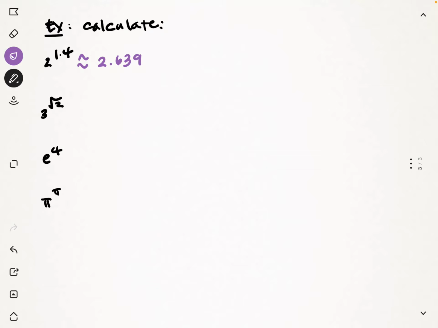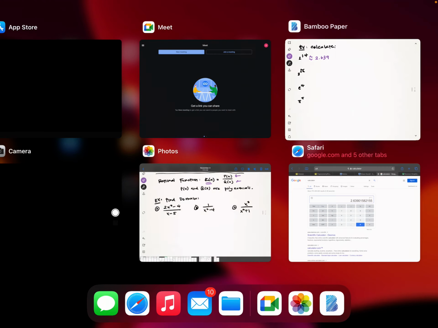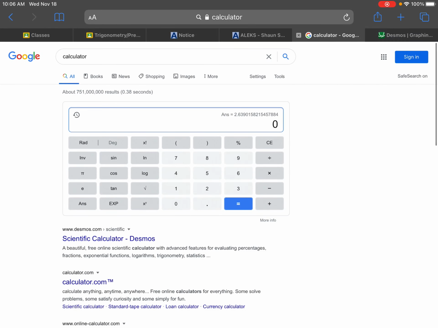Okay, next is 3 to the square root 2. So we're going to do 3, hit that exponent button again, and where's my square root? Square root of 2. Hit equals, and we get 4.72, and we'll round the 8 up to 9. 4.729.